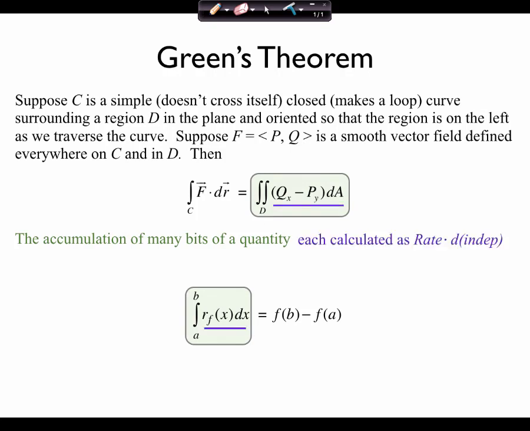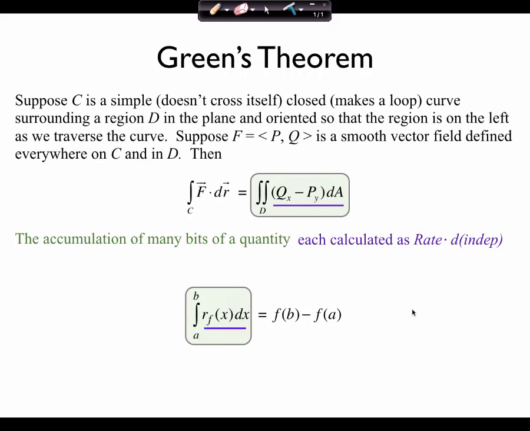So each little bit is calculated by rate times little change in your independent variable, whether that's a little interval, like a small change in x, or a little two-dimensional change, a little piece of area. Okay? So the accumulation of many bits of a quantity, each calculated as rate times change in independent variable. Does that make sense? See that? And what's the other side?